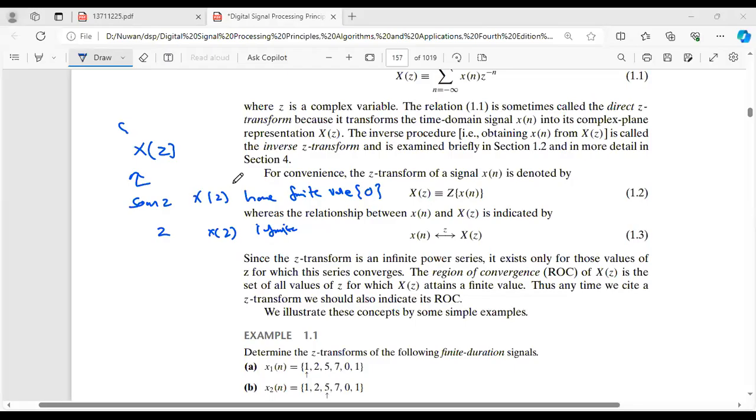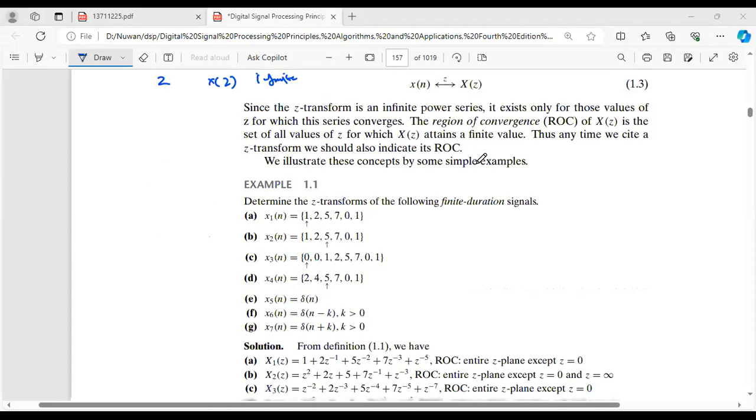So if X(z) has a finite value for some z, we say that this X(z) converges, and those z values are said to be the ROC, region of convergence. For other z values, X(z) has an infinite value, so X(z) does not exist for those. So when finding the Z transform, the ROC is also very important, and we have to find the ROC also.